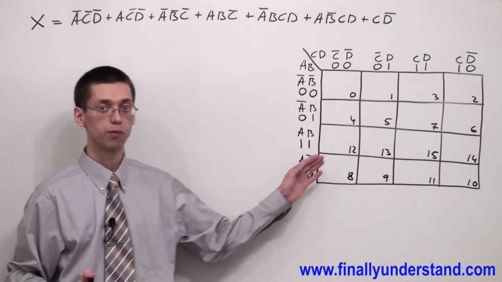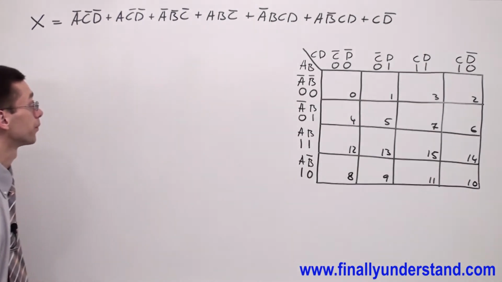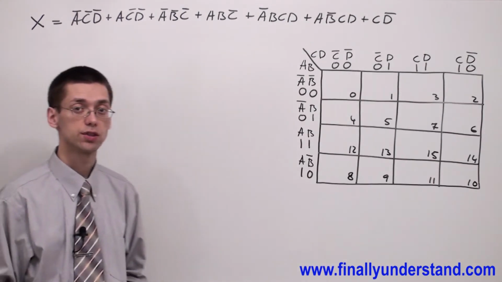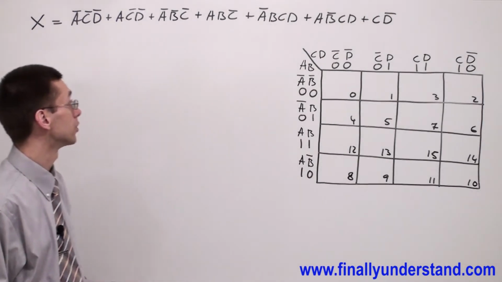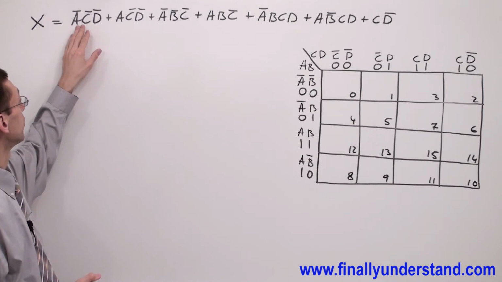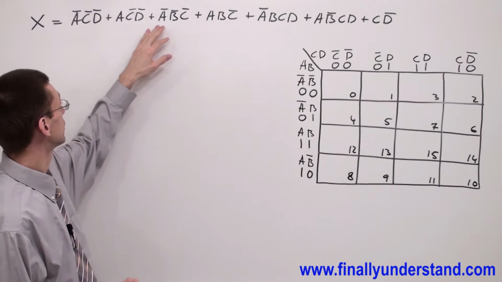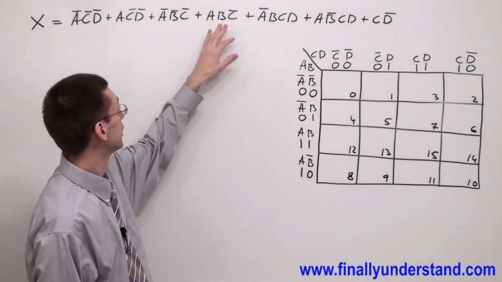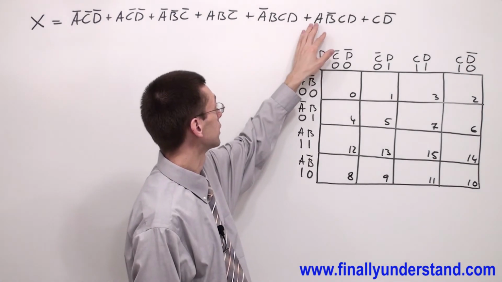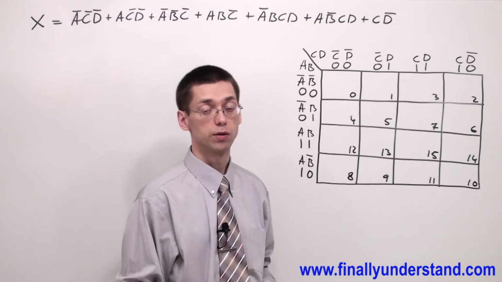My Karnaugh map is ready for the simplification, but just take a look at this expression. This expression is not standard SOP. Why is it not standard? Because this term is missing one variable, B. This term is also missing one variable, B. This one is missing D. This one is missing D. This one is standard because it has 4 variables. And this one is missing 2 variables.